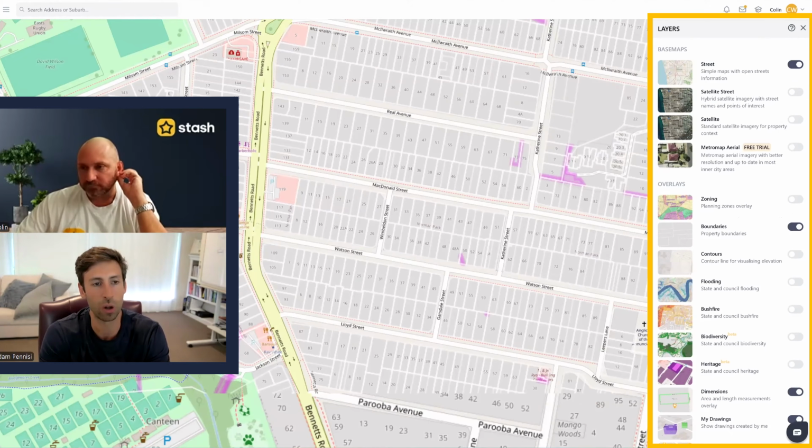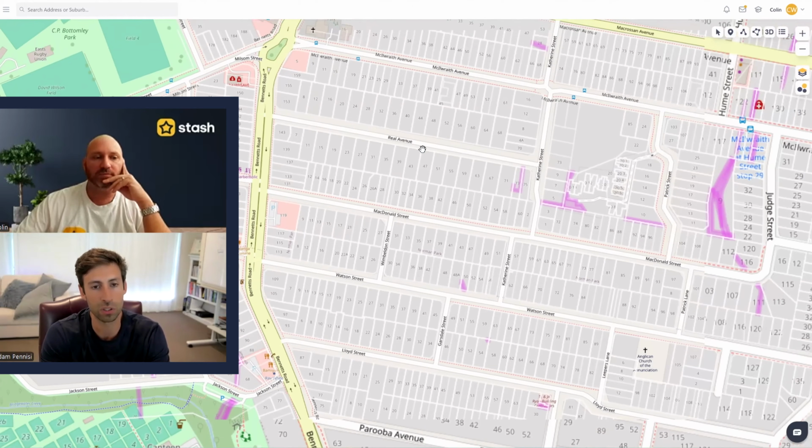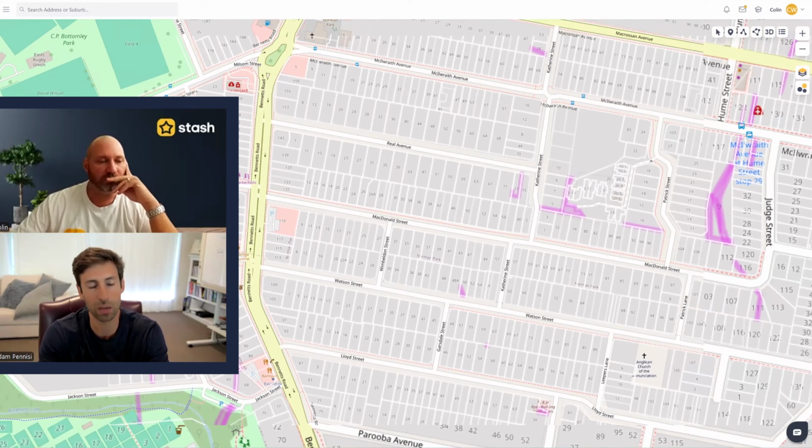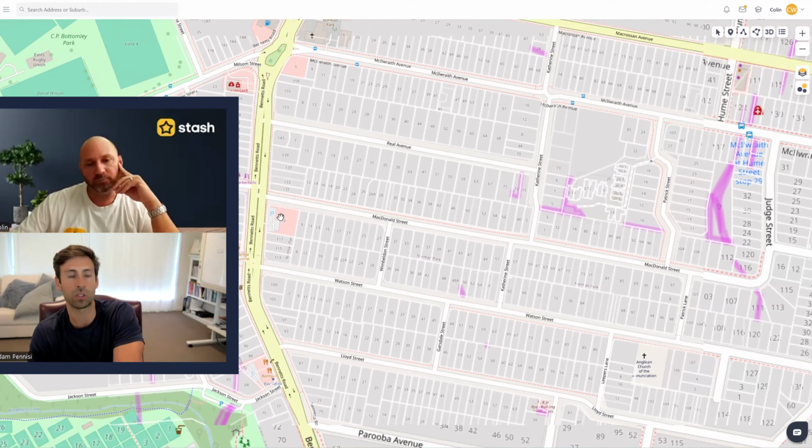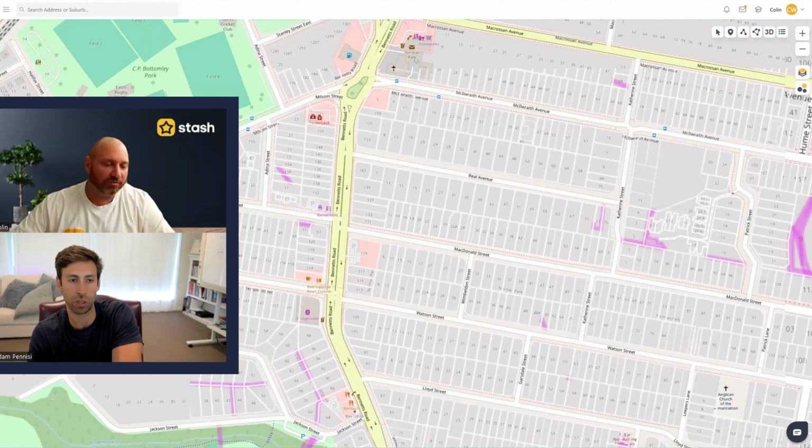Can you show us, Colin, the sales data features on this? Because I use those all the time as well. And actually, before you jump onto that, show us how you find properties off market. Another feature I use all the time. Really good.